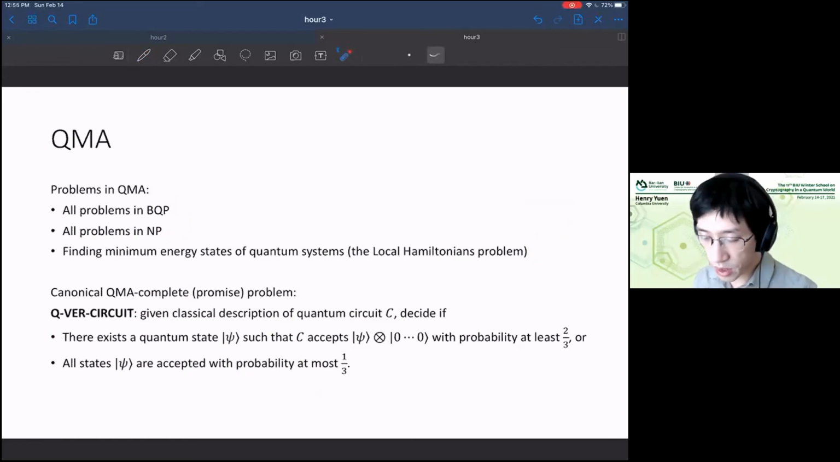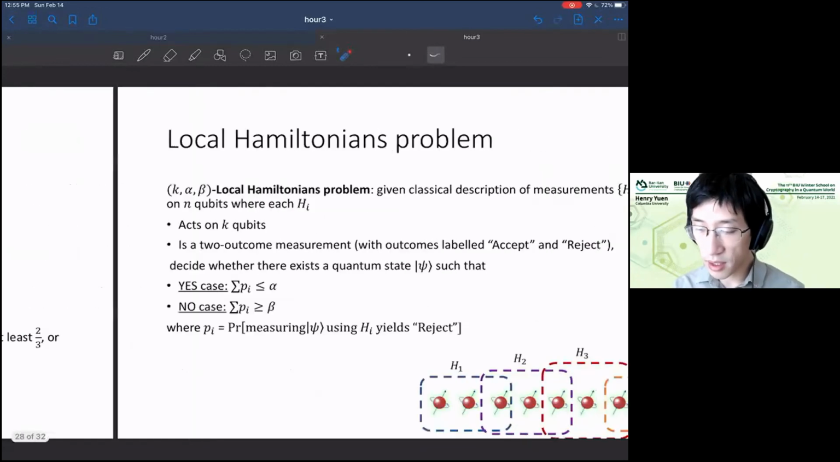Okay, so first, there's, again, a very canonical, straightforward QMA complete problem. We call this Q-ver circuit. I give you a description of a verifier circuit C, and I want you to tell me if there is some quantum state psi that C would accept with probability 2/3, or for all states, they're accepted with probability at most 1/3. You want to distinguish between the two cases. So that's the canonical QMA complete problem.